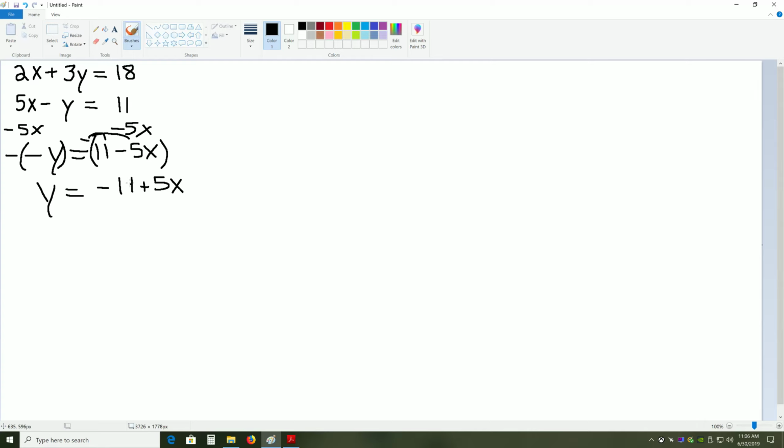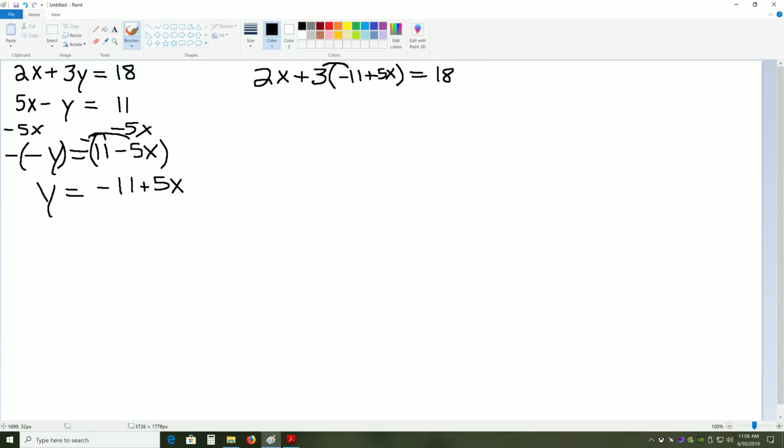We want to take that and plug it into the first equation. That's the substitution. So that gives us 2x plus 3 times y, which is negative 11 plus 5x, which we solved for over here. And that has to be equal to 18. So now we just have one equation involving x that's taking both equations into account because we plugged one into the other. So now we can solve for x.